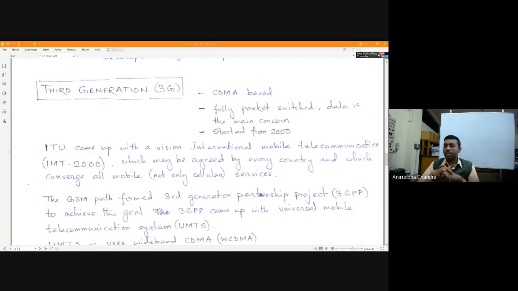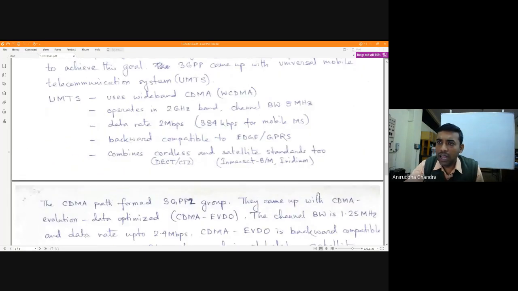So they came up with some vision like IMT 2000, which was International Mobile Telecommunication, and they not only combined GSM and CDMA, but they also combined many other wireless services. For example, there was cordless service, which was also a wireless kind of service. Then there was satellite service. So they tried to make a uniform standard which is applicable to all, and they came up with UMTS, or Universal Mobile Telecommunication System. Well, the UMTS uses a form of CDMA, and it has a higher data rate.